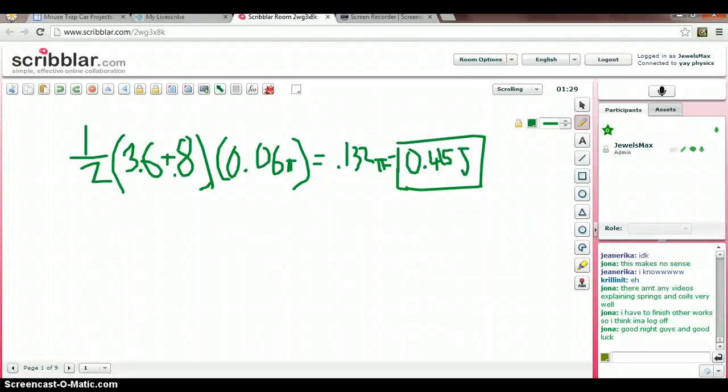Hi guys, this is Joljigora, and this is my Mousetrap project. I'm going to start with the energy stored in my Mousetrap spring.